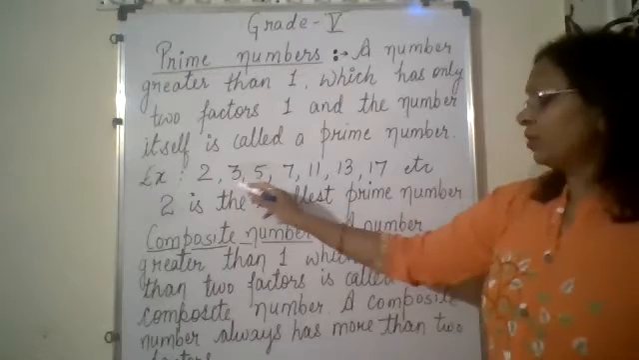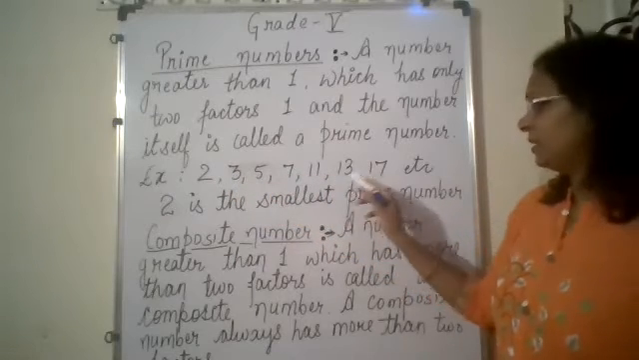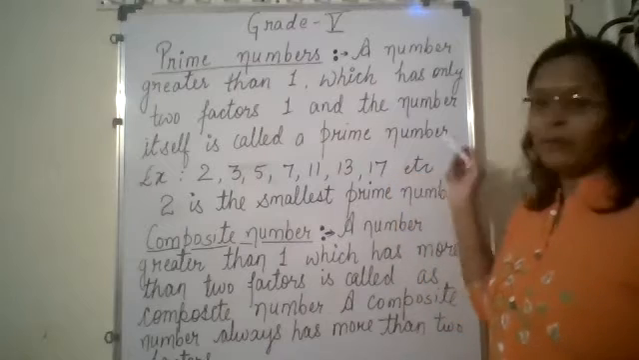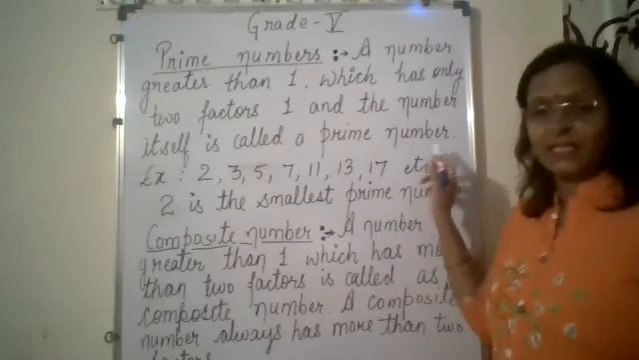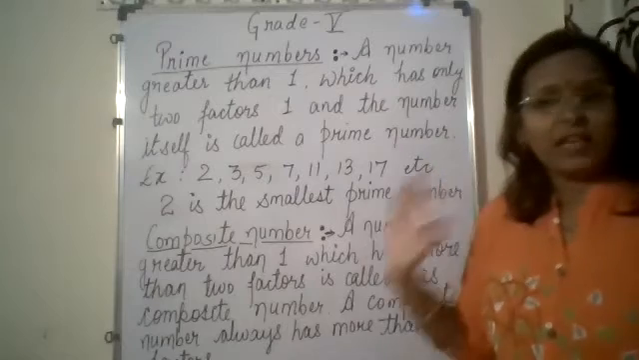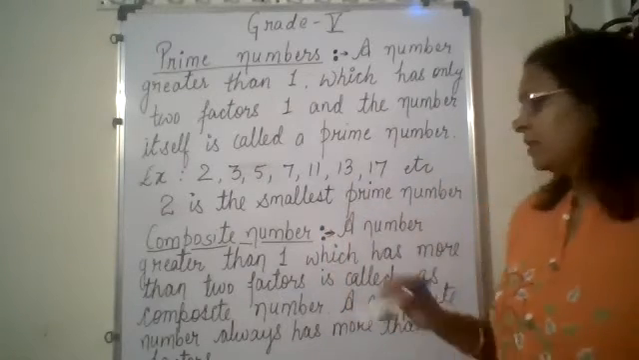So 2, 3, 5, 7, 11, 13, 17, these all numbers are prime numbers. There are many after 17, that is 19, then 23. These all are prime numbers and there are infinite number of prime numbers.